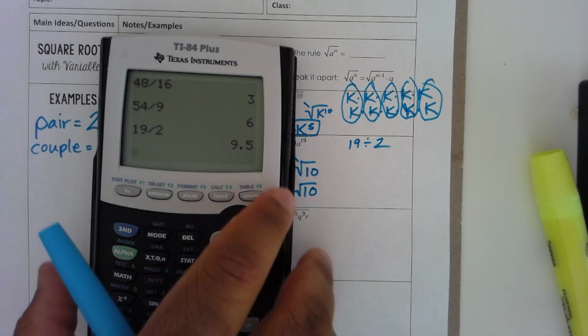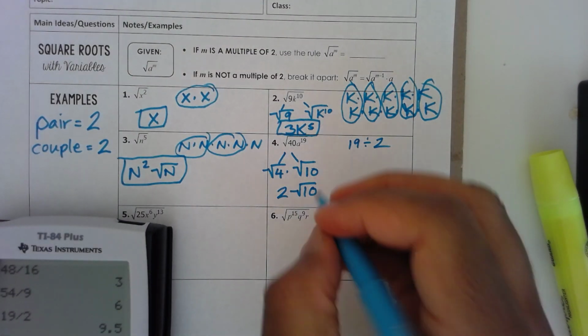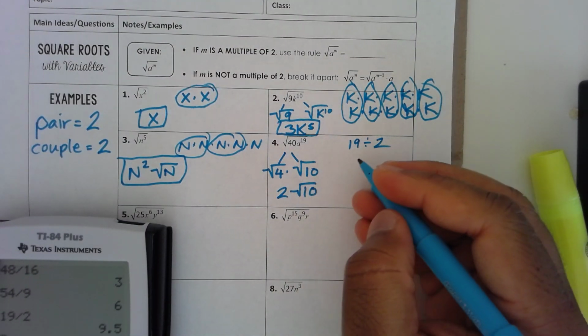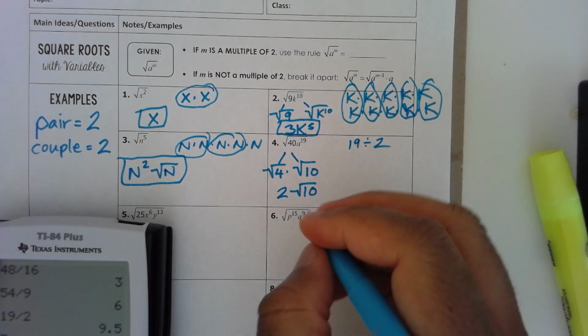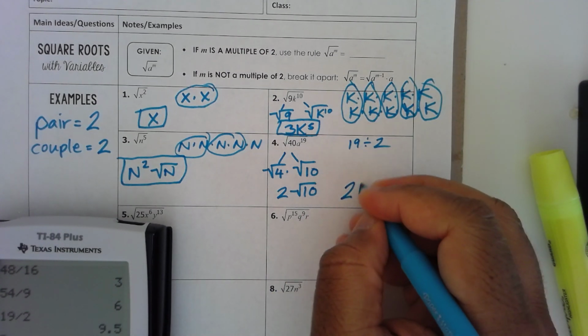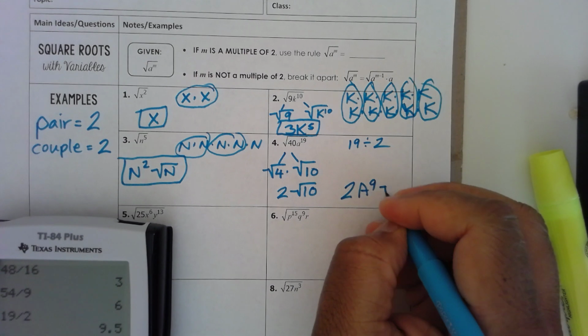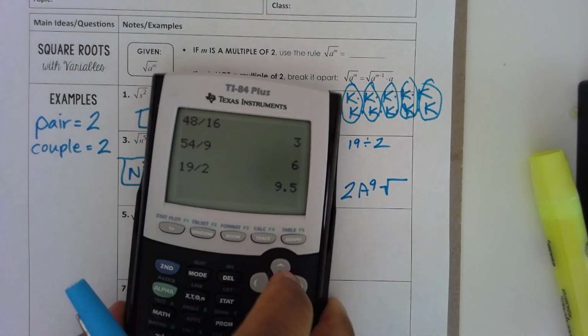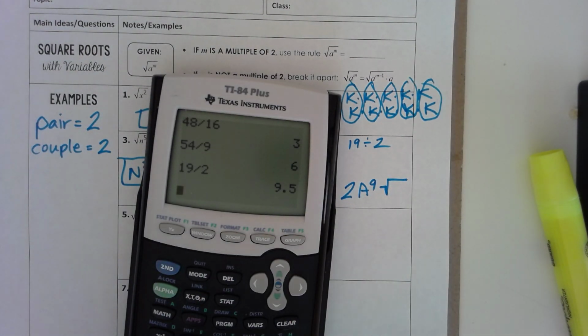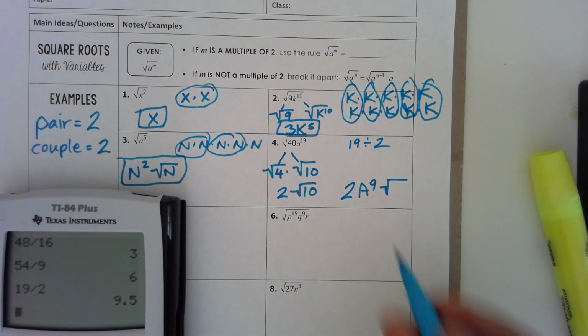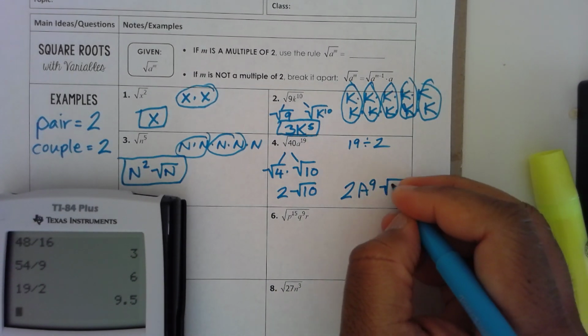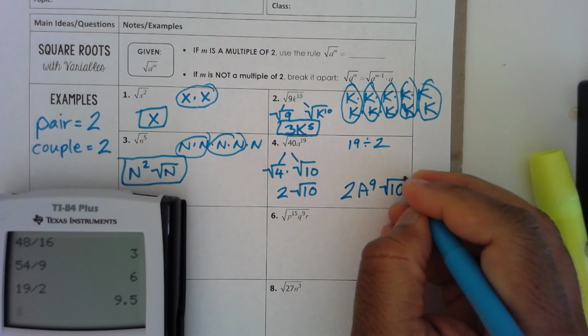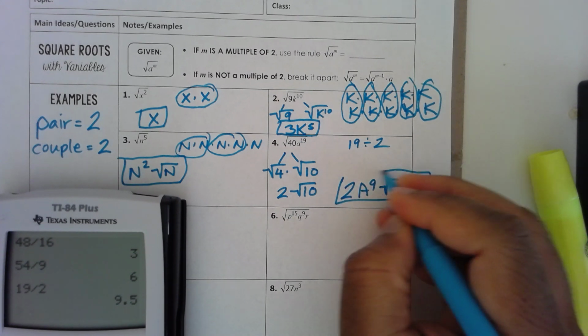So that tells me I'm going to have 9 pairs. So those pairs are going to get to go on the outside. So I would have a to the 9th power. But since I have that little decimal there, that leftover a, in this case it would just be one of them, is going to stay on the inside. So I'm going to have 10a.